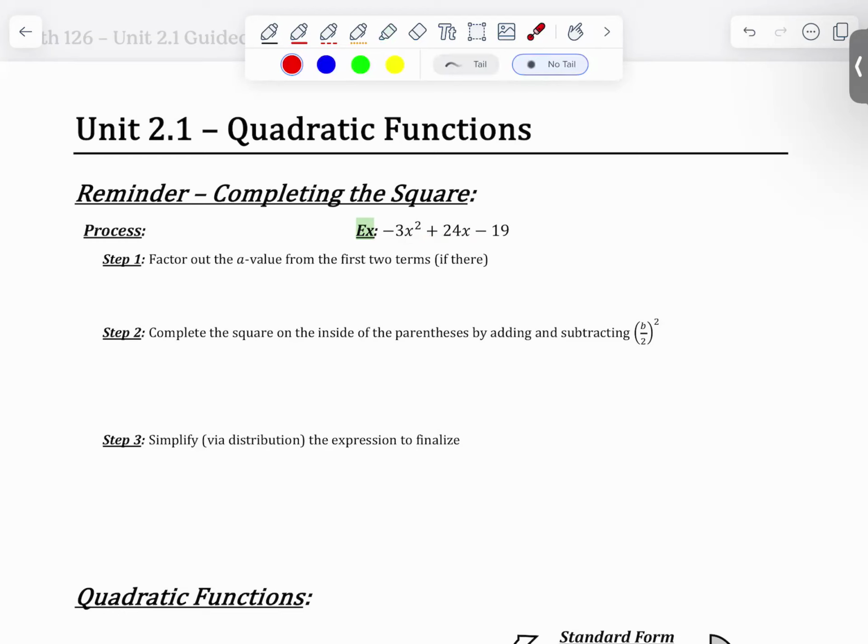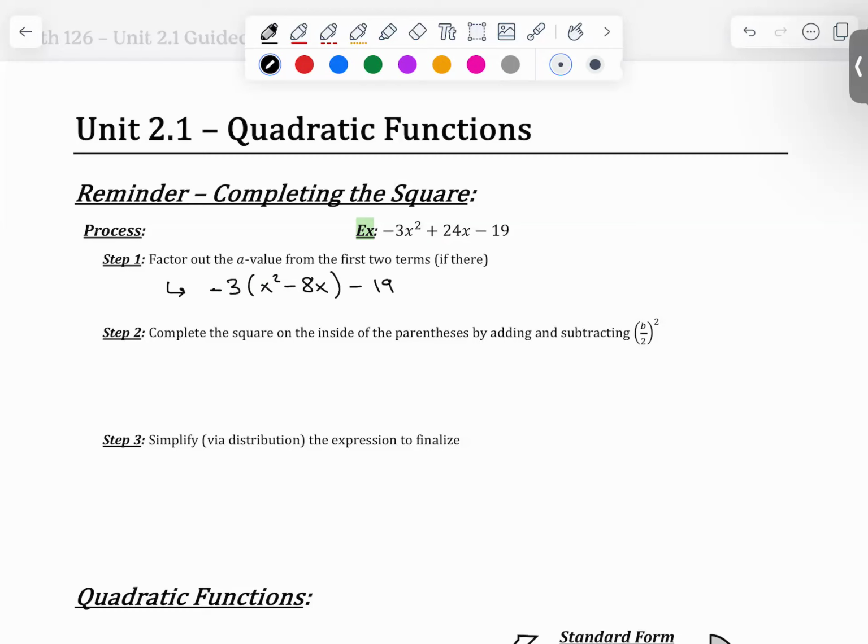to factor out the a term from the first two terms if it's there. So in this case, there is a common factor of -3. So I'll pull out that -3 from the first two terms, leading us to just have an x squared. And then since we're factoring out a negative, it's going to change the sign, which means now it's going to be -8x. And then don't forget about your -19 that you have.